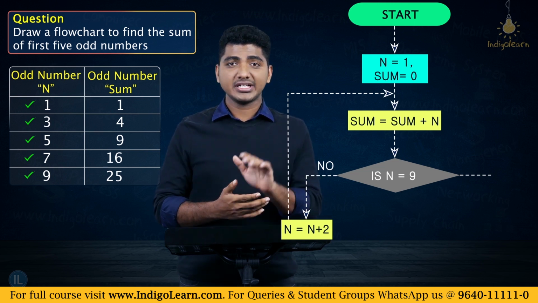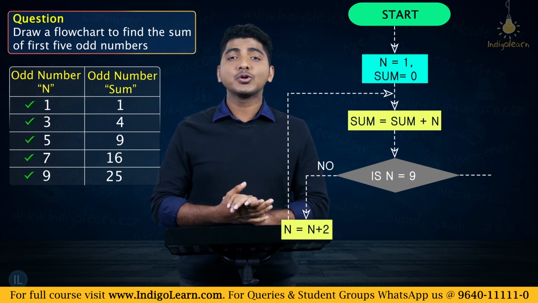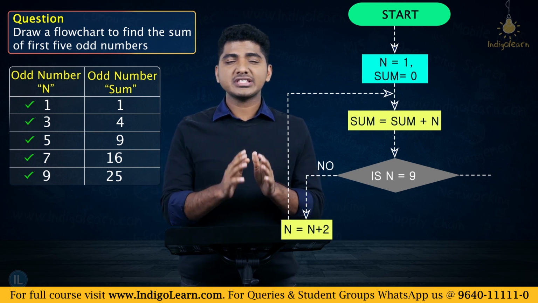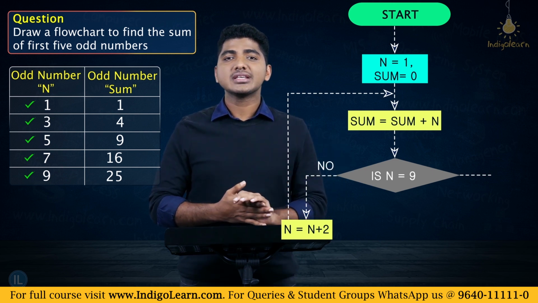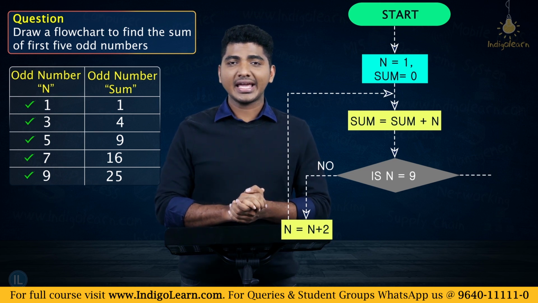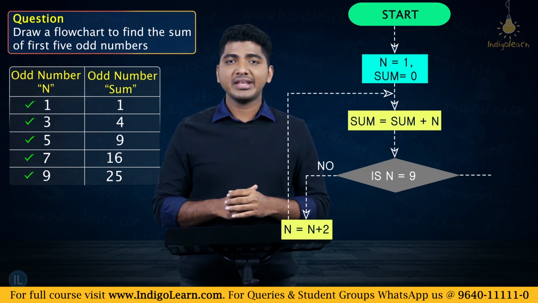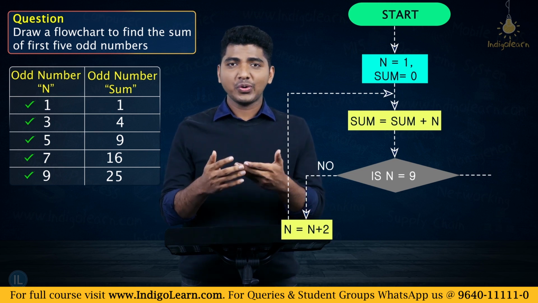So again you ask the same question, is n greater than 9? N is as of now how much? It is 5. So 5 is not greater than 9. So you again go back and add 2 to n. So n is equal to n plus 2. So n becomes 7. Come back, you do sum is equal to sum plus n. What is the old sum? Old sum was 9. And what is n? N is 7. So what is the new sum? New sum becomes 16.